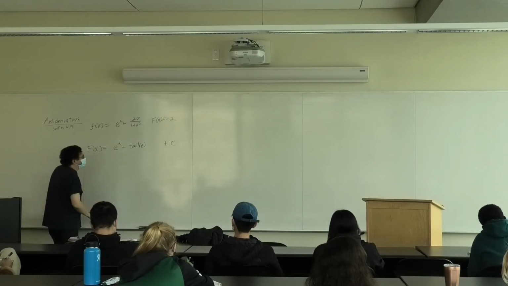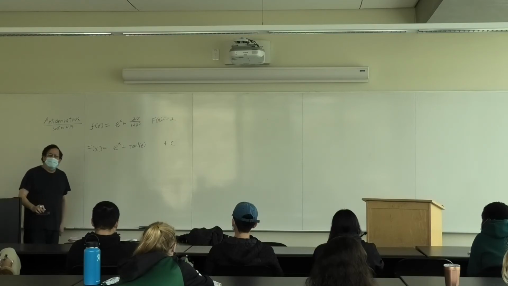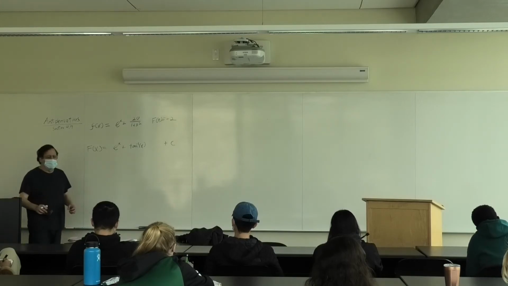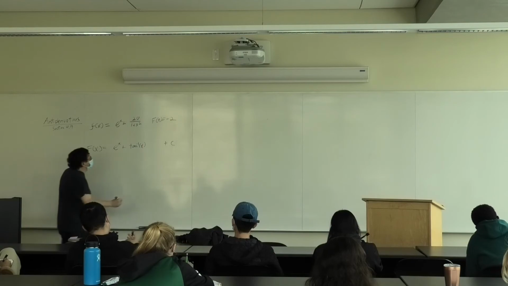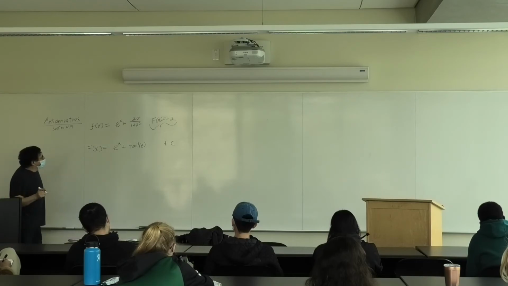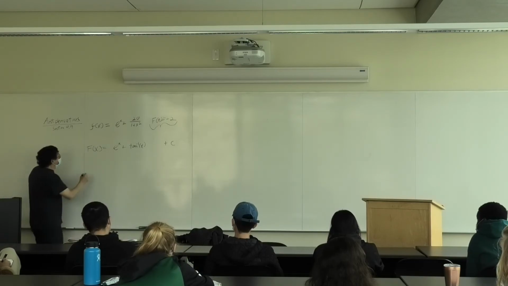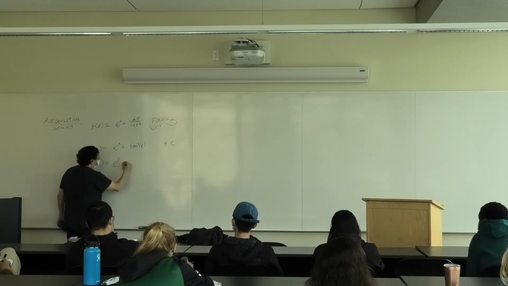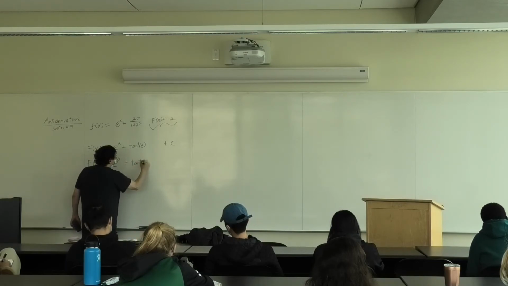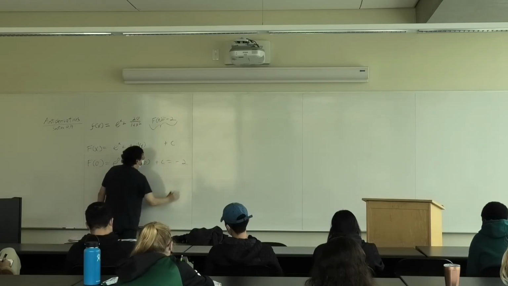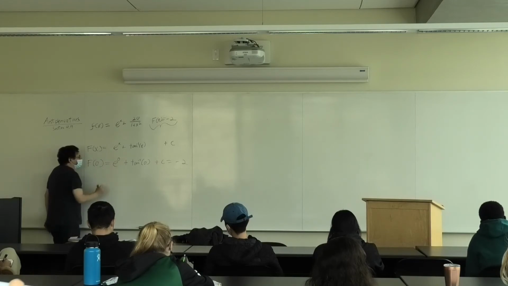How about the rest? Has anybody got a C yet? Is that hard too? Maybe because we haven't done it before. This is the information we have. F of 0 equals -2. I bet I know what's scary about this. F of 0 equals e to the 0 plus tangent inverse of 0 plus C equals -2. I'll bet everybody knows that e to the 0 is 1.